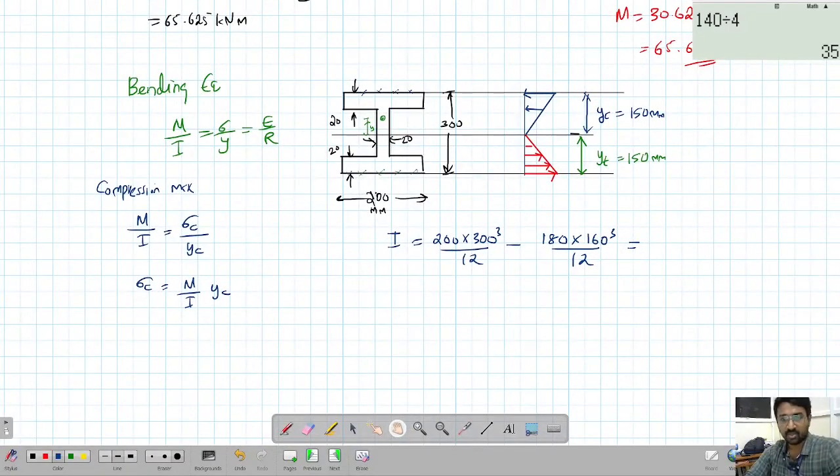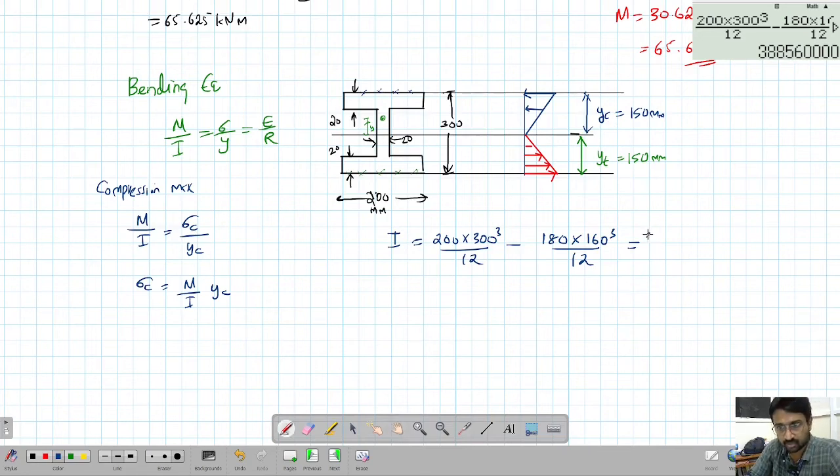Now what is this value coming out to be? We'll quickly calculate that. That is 200 times 300 cube by 12 minus 180 times 160 cube by 12. This comes out to be 388560000 mm to the power 4.